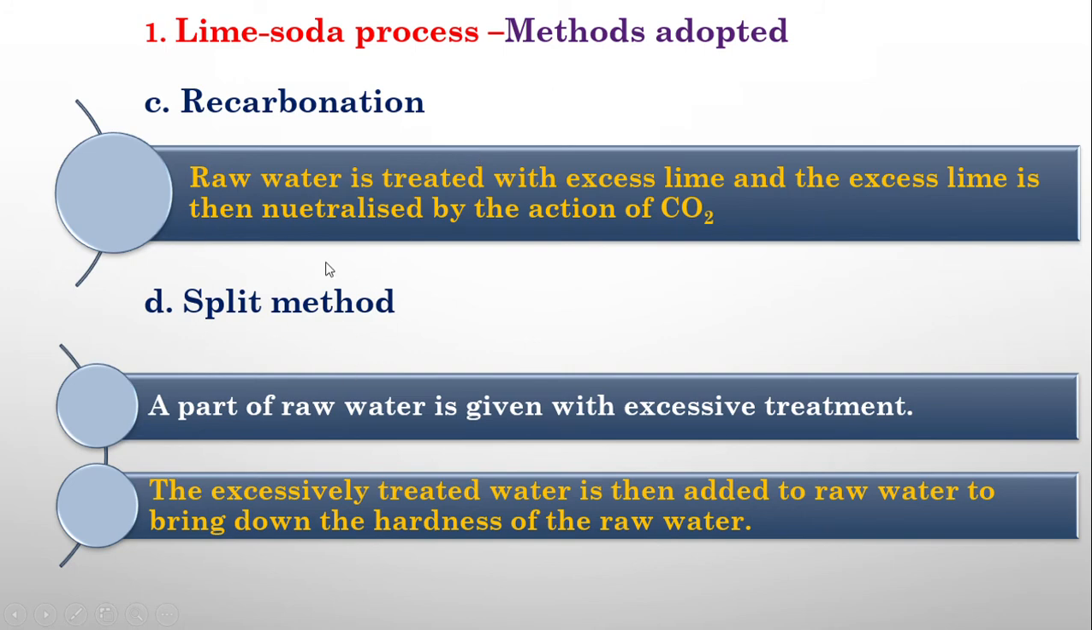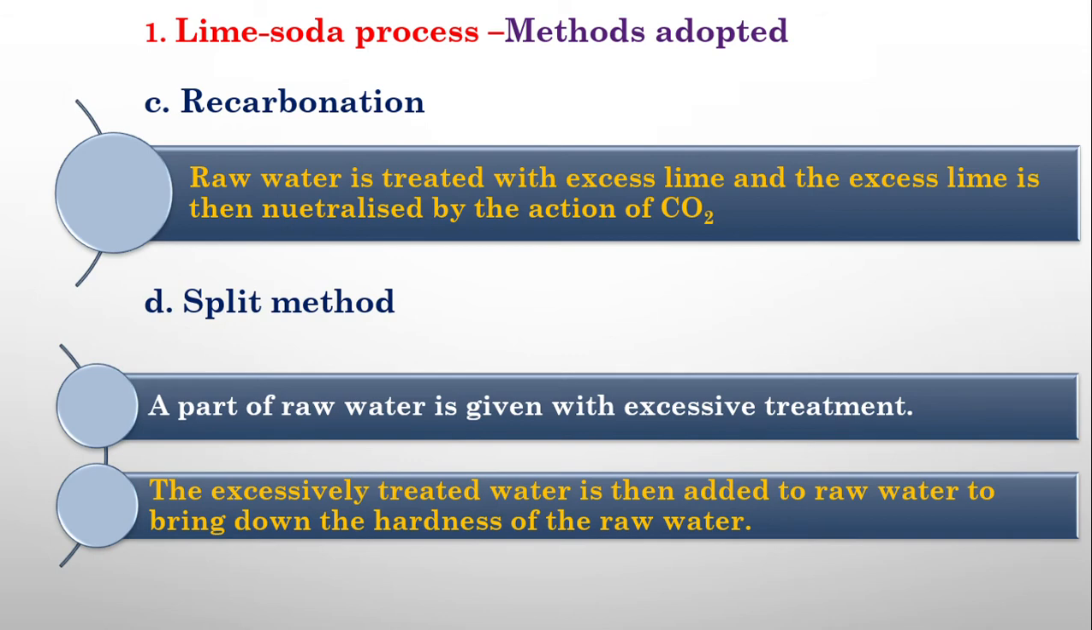And another final method is the split method. Split method means we take some amount of raw water and give excess treatment for that particular water. If we have 1000 liters of water, we'll take 50 liters of water and give it excess treatment. We'll add excess lime plus soda into that water, so excess treatment is done for that water.